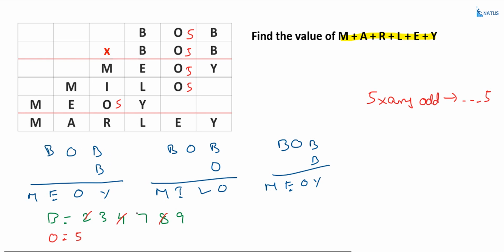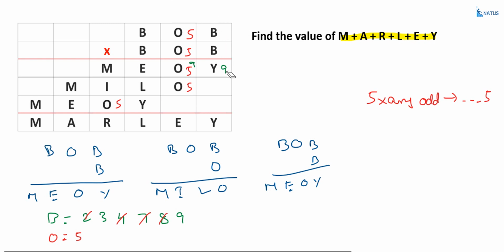Right? Suppose B is equal to 7. Then what happened? 7 into 7 is equal to 49, so 9 is there and 4 is carried over. 7 into 5 is 35, plus 4 is 39, which is a conflict. Why? Because we already know that O is equal to 5. So B is not equal to 7.